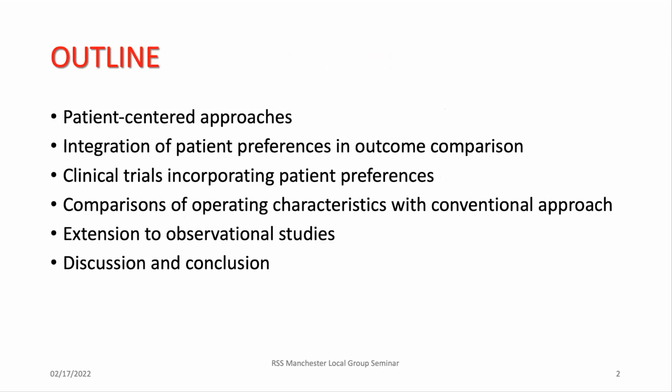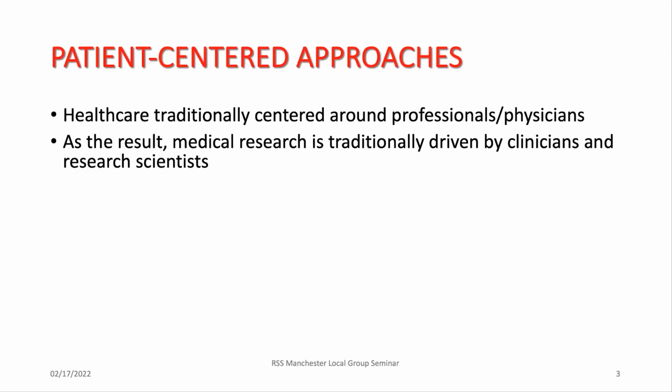So here's the outline. I give some basic concepts about the patient-centered approach and its relevance to trials. I talk about integrating patient preference in the outcome measures, and then clinical trials that use that kind of endpoint. I compare the operational characteristics with conventional approaches through a simulation study. I also talk a little bit about extending the idea to observational studies, and finally give some comments.